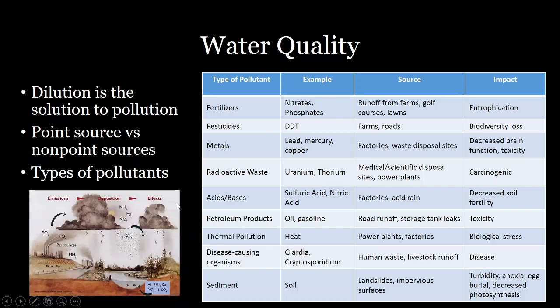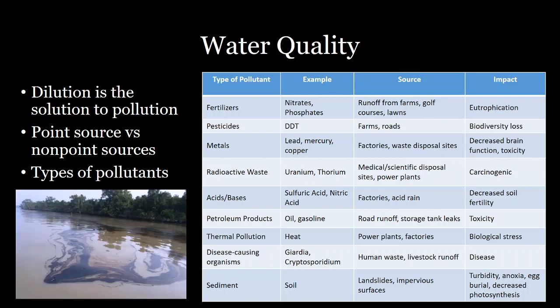Next, we have acids and bases. So, for example, when you have a lot of pollution going into the air, such as sulfur dioxide and nitrics, then those chemicals can turn into acid rain in the clouds and rain out into the river, and as a result can cause the acidity of the river to change to the point where plants and the soil is not very productive. And so you can have low fertility that results from extensive acid rain from factories.